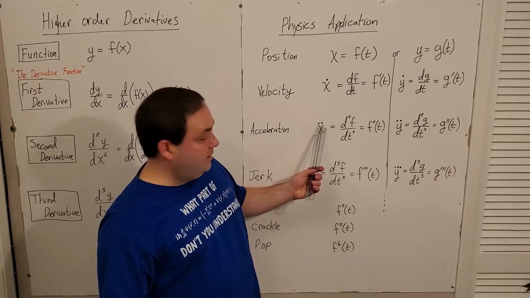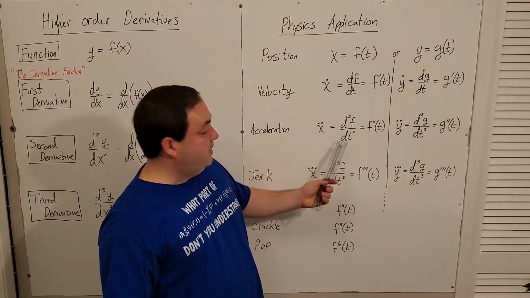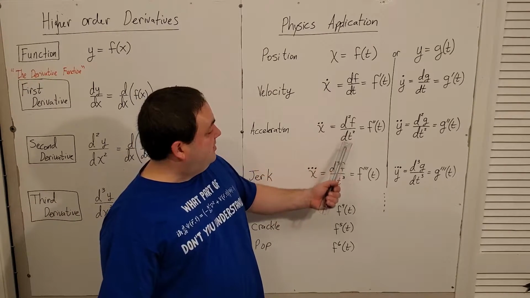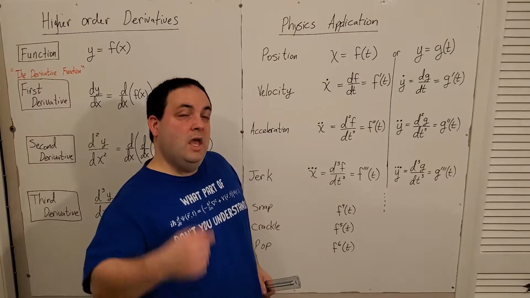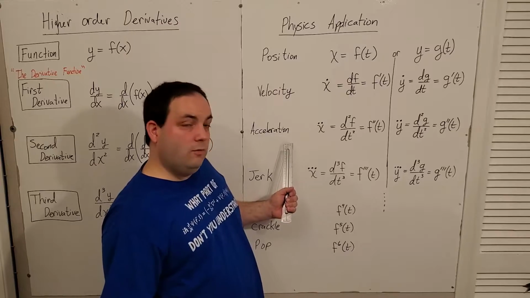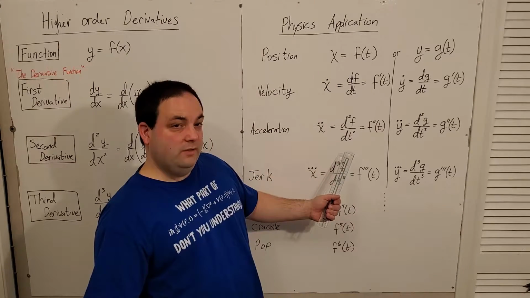So what do you think two dots means over it, right? That would be two time derivatives, right? So that's the acceleration. The second derivative with respect to time. How fast your speed is changing is your acceleration. So that's a second derivative.